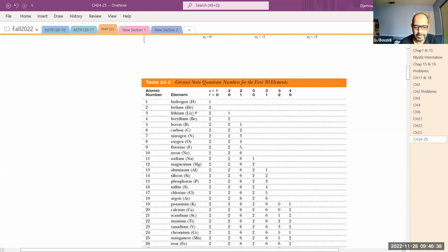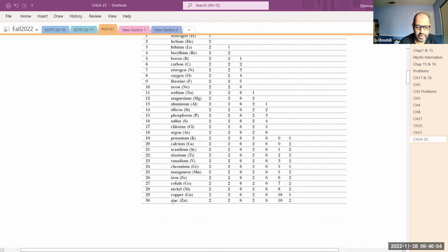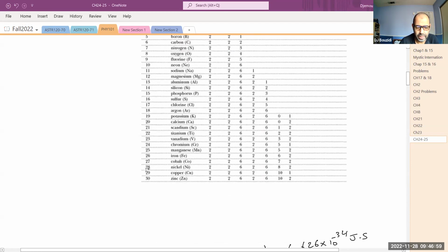Now, if I take the elements, I'm going to stop probably in about 5 minutes, and then we'll continue the discussion on Wednesday. If I take only up to zinc, and zinc has an atomic number of 30, which means I have 30 electrons to put on the orbitals. I have 30 protons and so many neutrons in there, depending on the isotope.